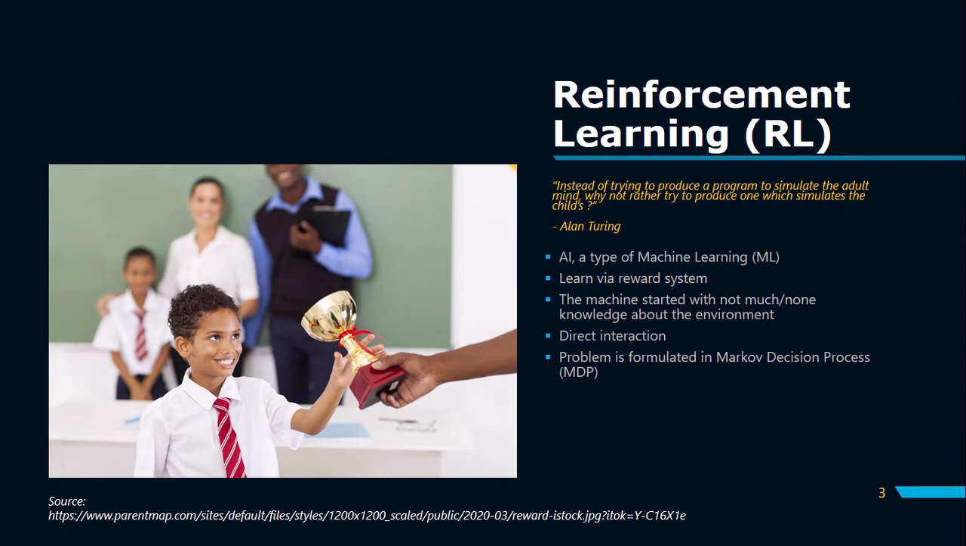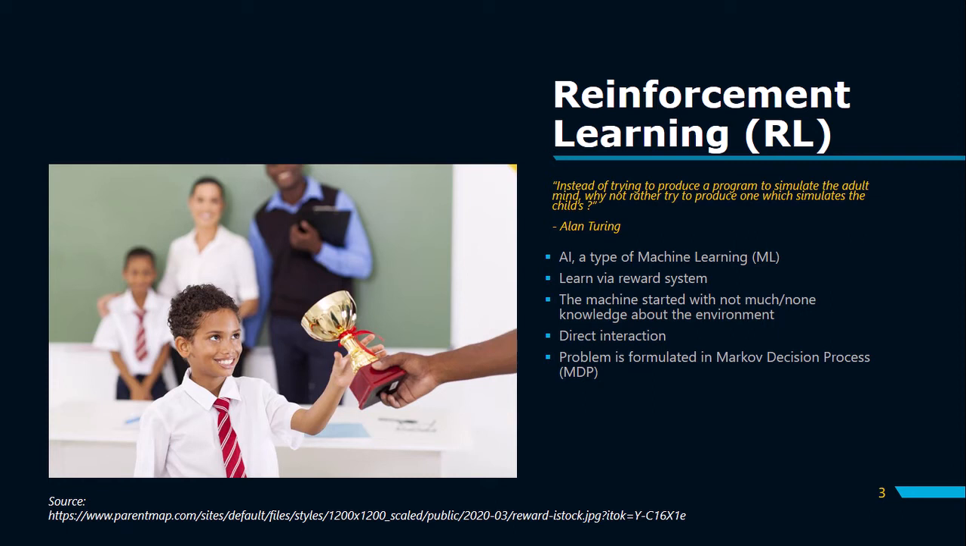It is a type of machine learning that learns via a reward system. The machine often starts out with almost zero knowledge about the world, the environment. So it's basically like a child, and it keeps learning with the reward system. For example, if it has correct behavior, it gets a positive reward, and if it has incorrect behavior, it gets a negative reward, and that's how it gets much better.